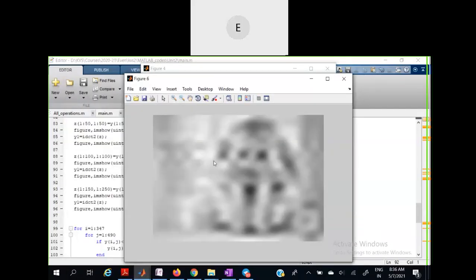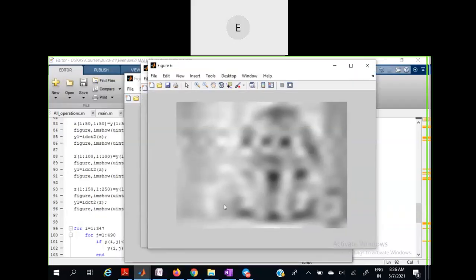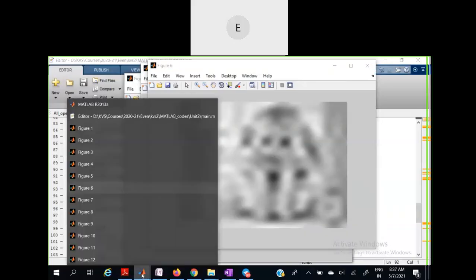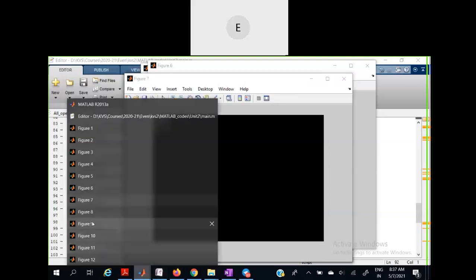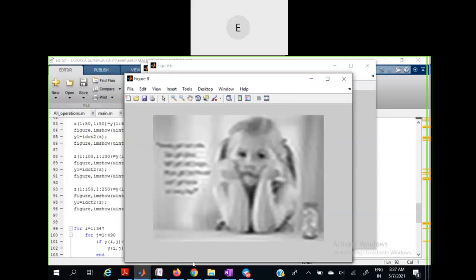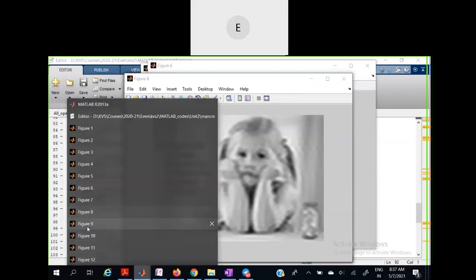So this is by taking the first 20 by 20 coefficients. What you should notice is at least some portion of the image is visible. You can say that it looks like a child image. Then this is when I increase the coefficients. This is when I further increase the coefficients.